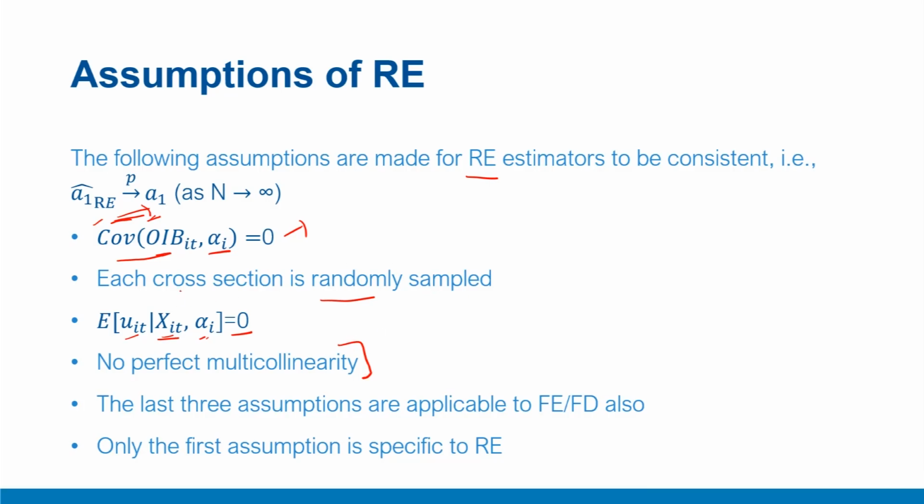Please note the last three assumptions, the cross section being randomly sampled, the expected value of the error term being 0, and no perfect multicollinearity, are also applicable to FE and FD. So the first assumption is specific to random effect, which states that there is no correlation or covariance between the independent variable and unobserved heterogeneity.